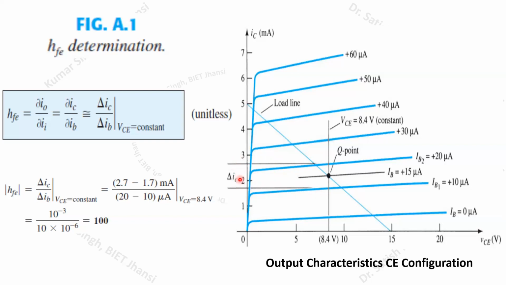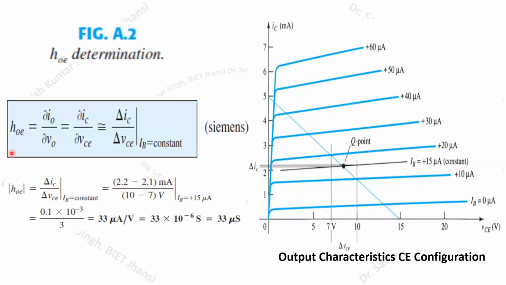You can calculate this delta IC from the curve, or if you have the observation table, you can also calculate it from the observation table. Here we can see that this value is near about 2.7 milliamperes, and here this current is almost equal to 1.7 milliamperes. So this way, 2.7 minus 1.7 divided by 20 minus 10 microamperes. How is it 20 minus 10? Because we are considering these two points. These two blue curves correspond to IB equals 20 microamperes and 10 microamperes, so delta IB becomes 10 microamperes, and you calculate this difference at a constant value of collector to emitter voltage. This way, if you calculate, you will get this equal to 100.